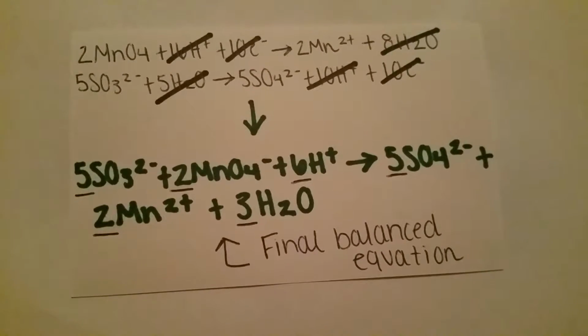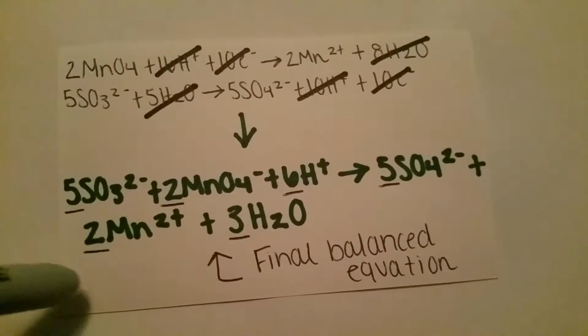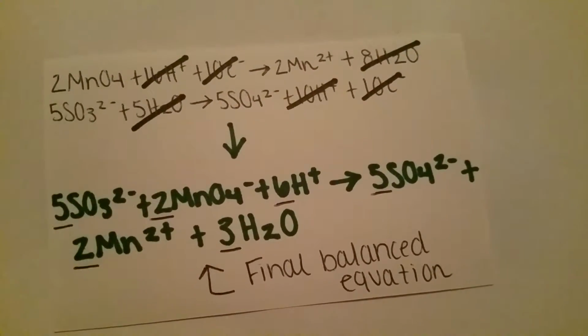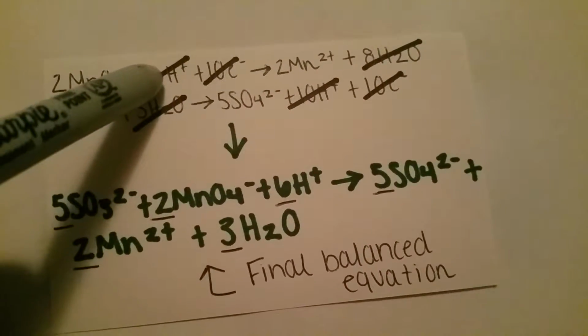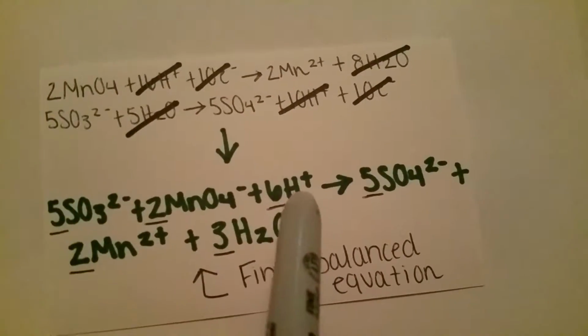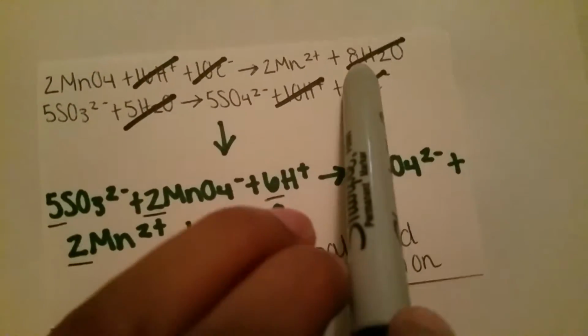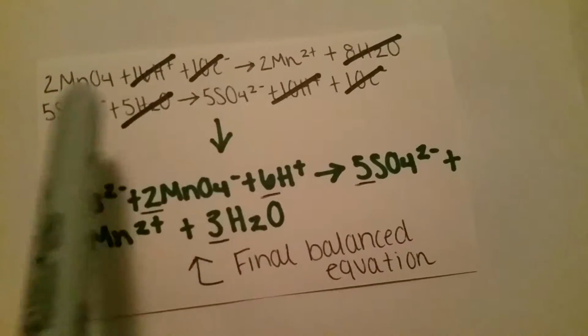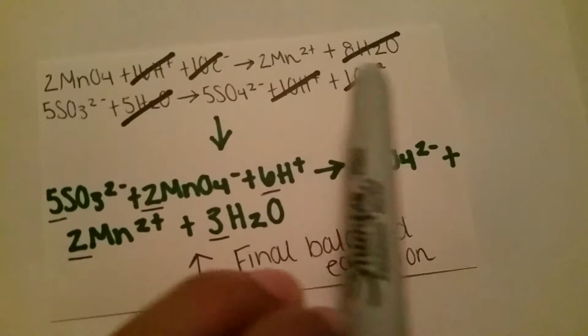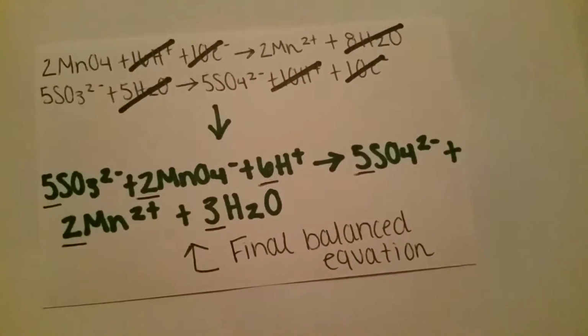After doing this, we can finally write our final balanced equation. But before doing this, we need to cancel out likes. So we have H here and H here. If we cancel out 10 from 16, that leaves us with 6 hydrogen ions. We have 8 waters and 5 waters here. If we cancel them out, that leaves us with 3 waters. Our electrons completely cancel out. That was the whole point of getting them equal.